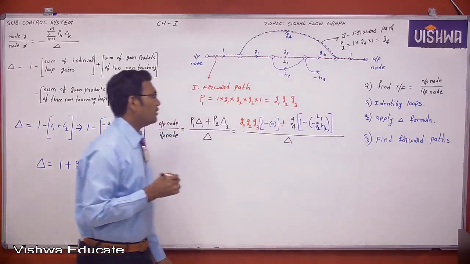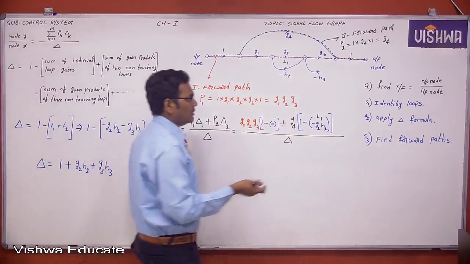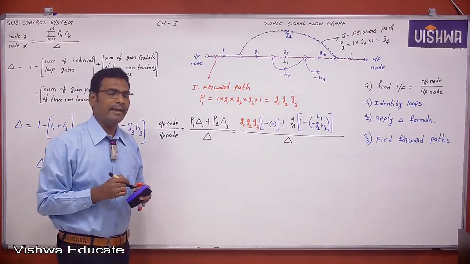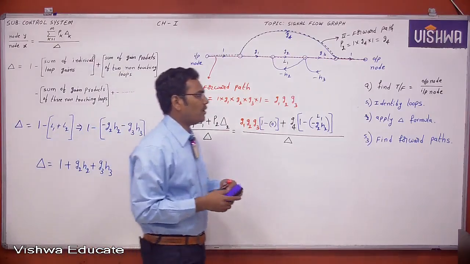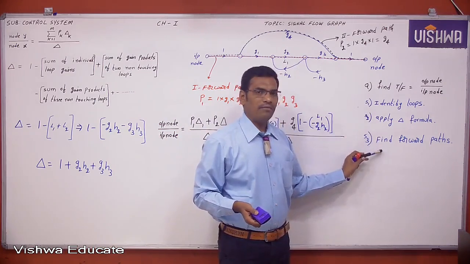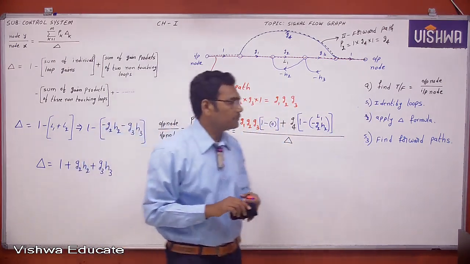Okay. Now, this is the output node to input node ratio, and this is nothing but the transfer function. And what is the question? You can easily answer. For any signal flow graph, you just follow these steps: identify the loops, apply the delta formula, find the forward paths, and according to that you continue. Okay, note this down.